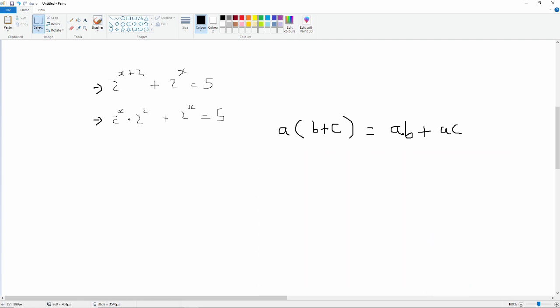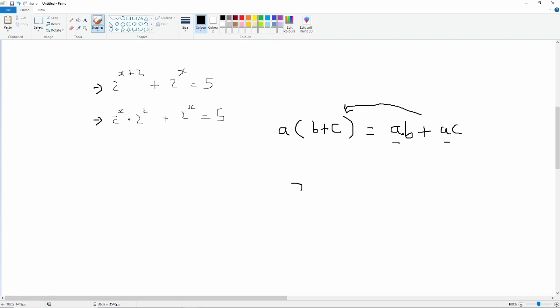Now, the opposite of distribution is factorization. So if we want to go from here back to here, what we're doing is we're pulling this A out. So A times B plus A times C is equal to A times all of B plus C. And that's basically what I've done here.